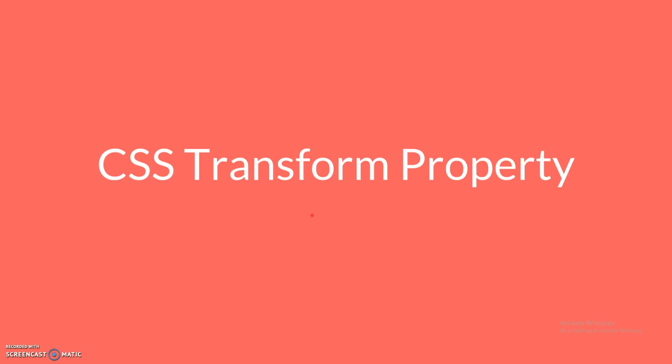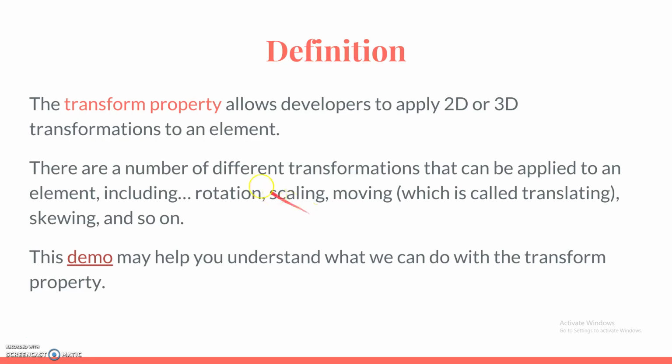We'll start with the CSS transform property. The transform property allows web developers to apply 2D or 3D transformations to an element. There are a number of different transformations that we can apply to an element that include things like rotation, scaling, making something bigger or smaller, moving, which when we do it in code is called translating, skewing, and so on. This demo here may help you understand a little bit better what we can do with the transform property.